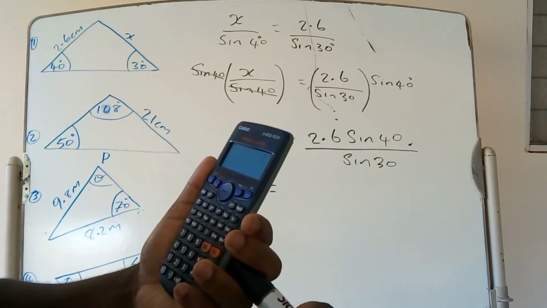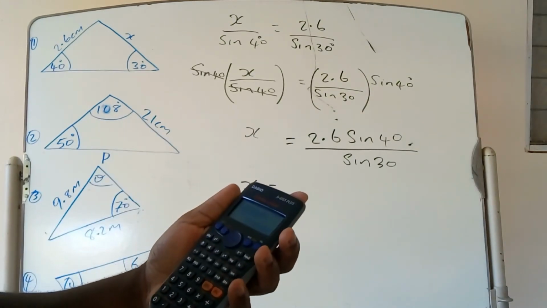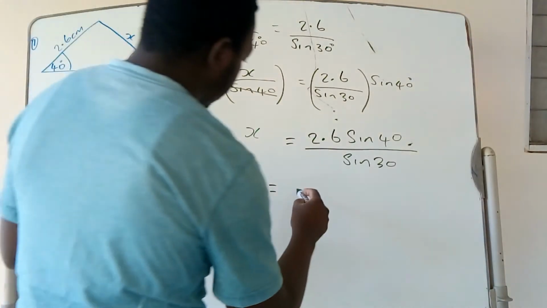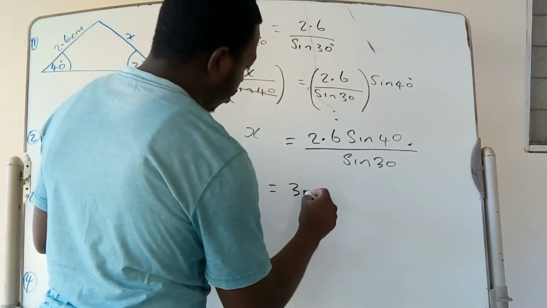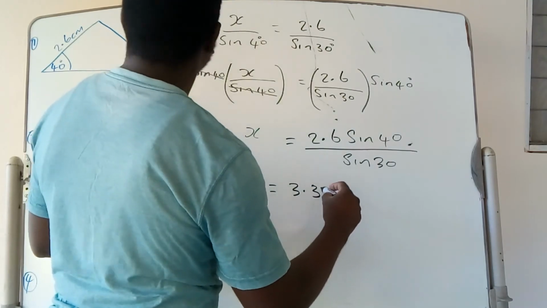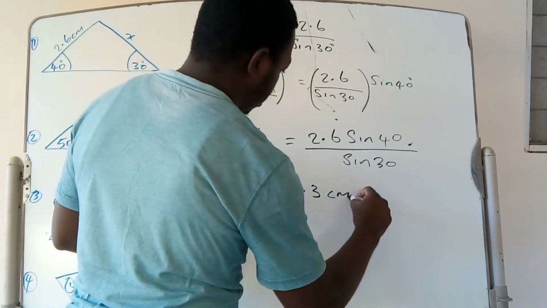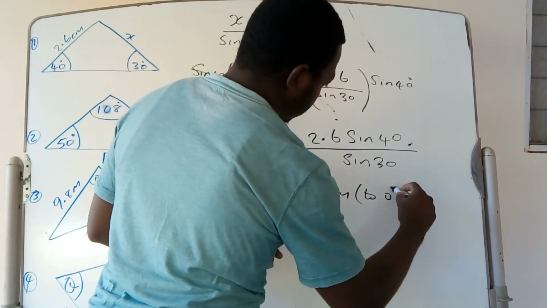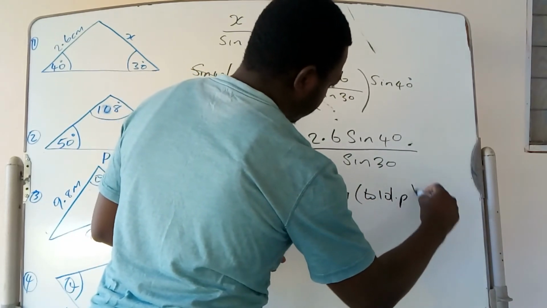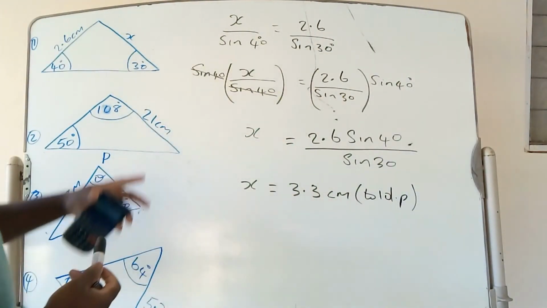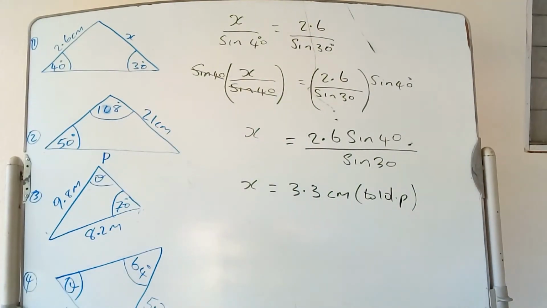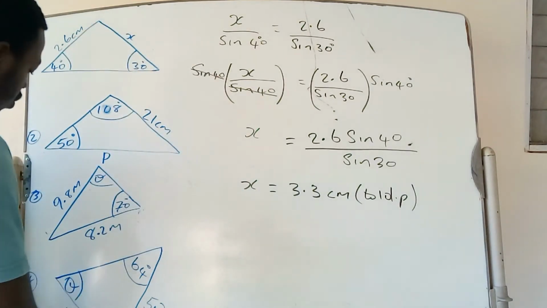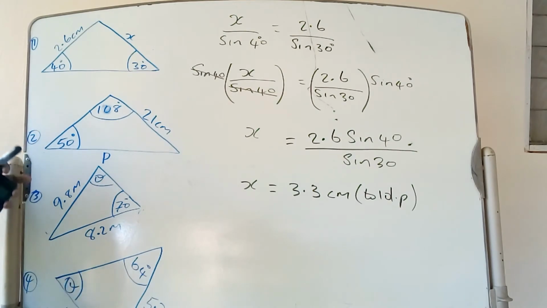If we round that off to one decimal place, our answer is approximately 3.3, because 4 is less than 5. So our answer here is 3.3 centimeters, correct to 1 decimal place. And that's how you would use the sine rule to calculate the length of a missing side. Let's look at the second one.